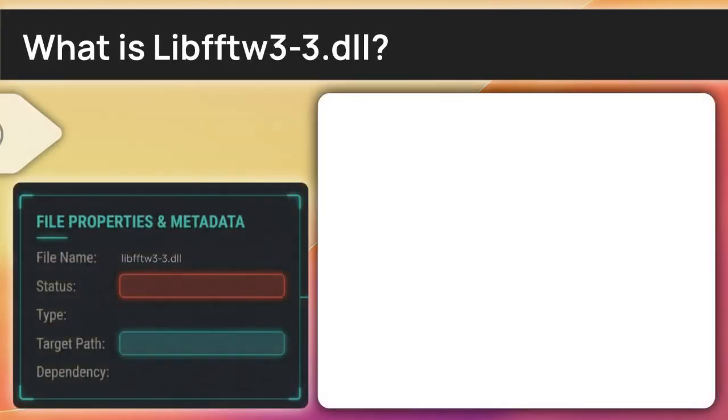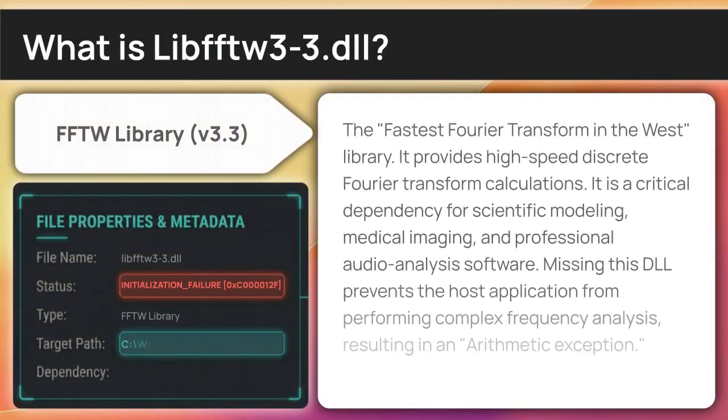This is the libfftw3-3, the fastest Fourier transform in the West library. It provides high-speed discrete Fourier transform calculations. It is a critical dependency for scientific modeling, medical imaging, and professional audio analysis software. Missing this DLL prevents the host application from performing complex frequency analysis, resulting in an arithmetic exception.